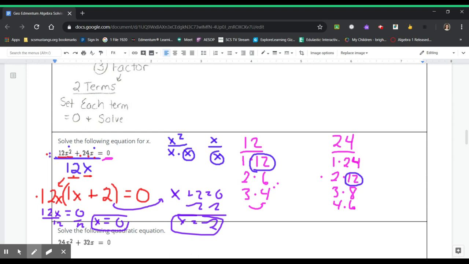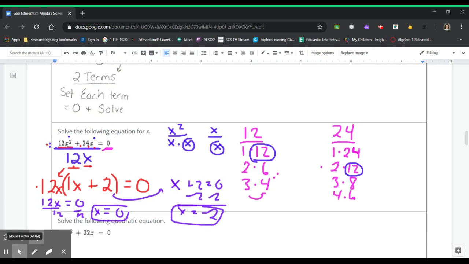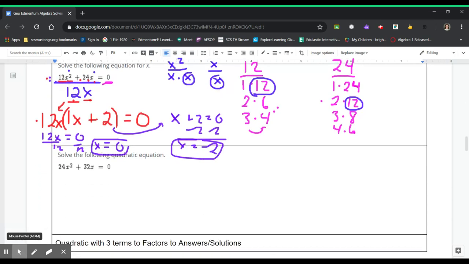Let's try one more together before we move on to the next type. So looking at this one, solve the following quadratic equation. Again, they're expecting you to remember the steps that I had up there for you.